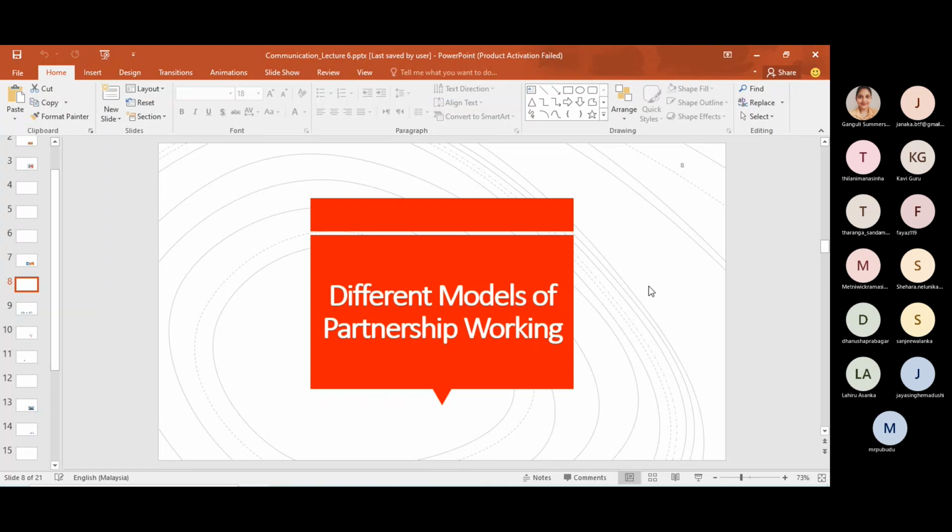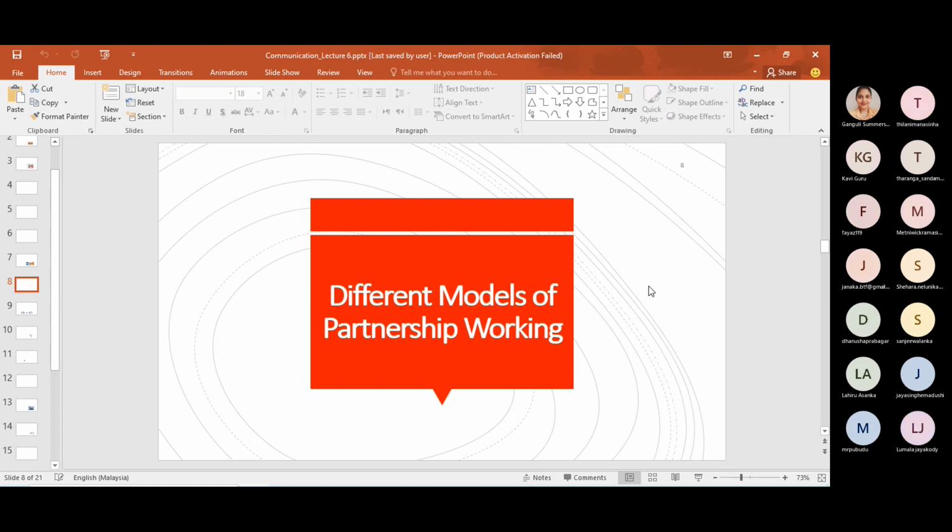Okay, so that is why we have developed several models for partnership working. So that's why people have created different models for partnership working. You can go through these different models and select the model that suits you the best. For example, when you are buying a dress or a cloth, you check several and you pick the one that suits you the best, right?